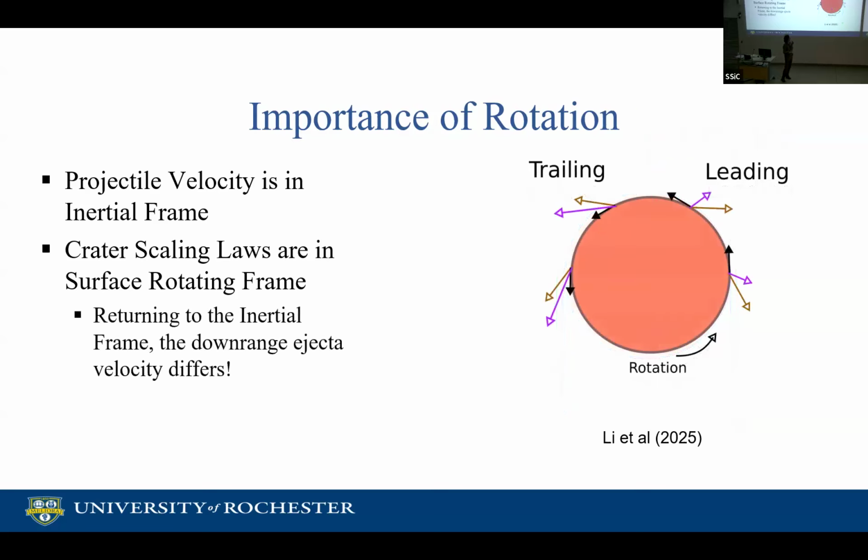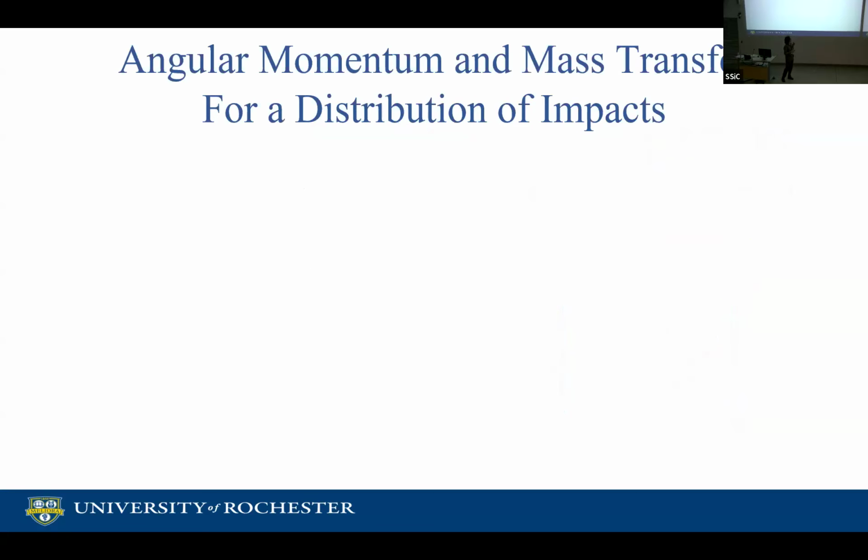But then you have to go back into the inertial frame, and something to note here is that the downrange ejecta does not always align with the planetesimal rotation direction. So sometimes the rotation is going to be giving it an extra kick and an extra bit of velocity, whereas other times when you're on the leading side, it's going to make it as though it is ejecting at a lower velocity. So that is going to be a very important difference that we have to be taking into account.